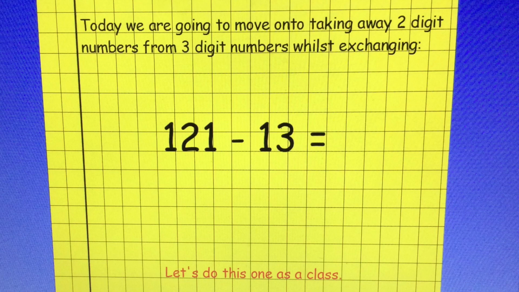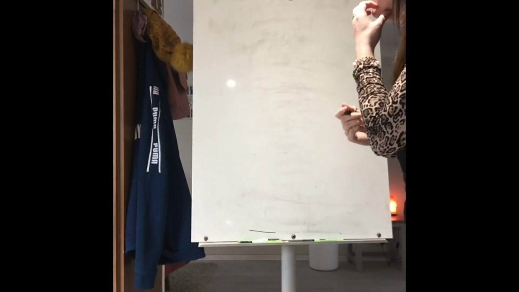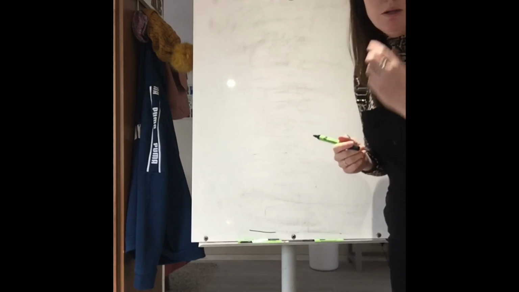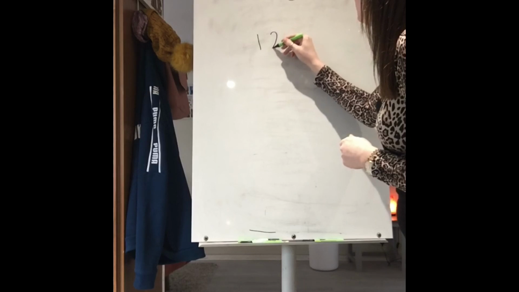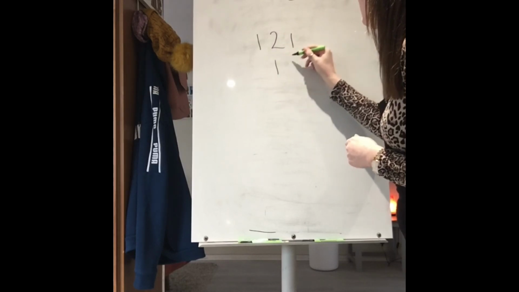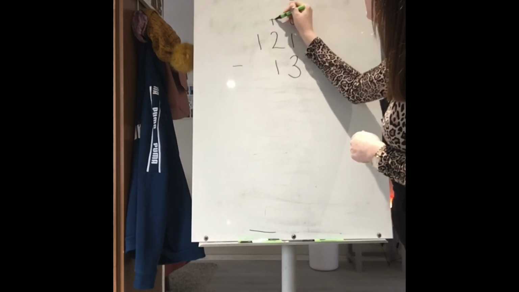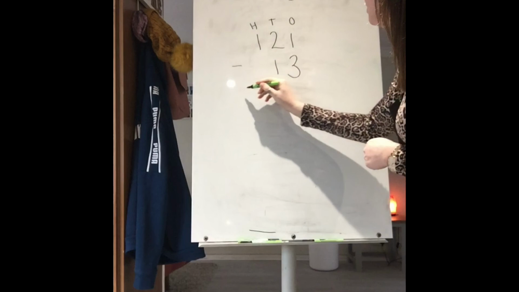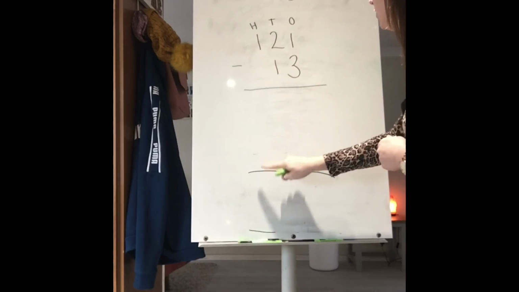Today we're going to move on to 3 digit numbers take away 2 digit numbers whilst exchanging. Grab yourself a pencil and a piece of paper and work along with me to solve this one. Okay guys, so our first subtraction we're going to work through today is 121 take away 13. So we make sure we're set out nice and neatly. We've labelled our ones column, our tens column and our hundreds column.